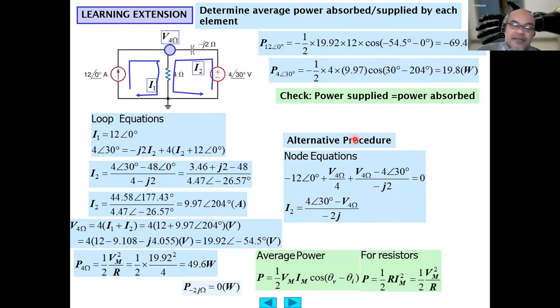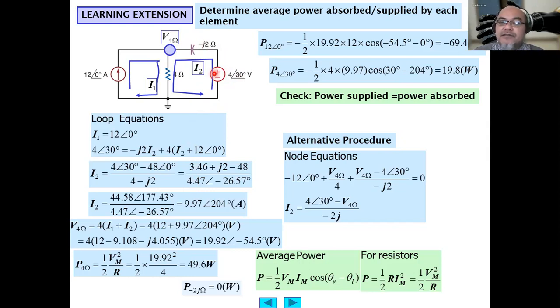So you use Tellegen's theorem, or you can use Tellegen's power supply to power absorbed to get the value. But then you can check using Ohm's law to determine the current first, the power, and then current and the voltage, and then calculating the average power. Then the two values should check to each other in different ways.